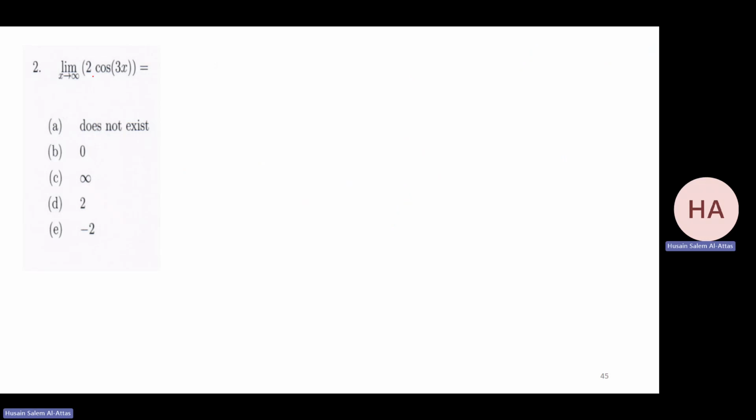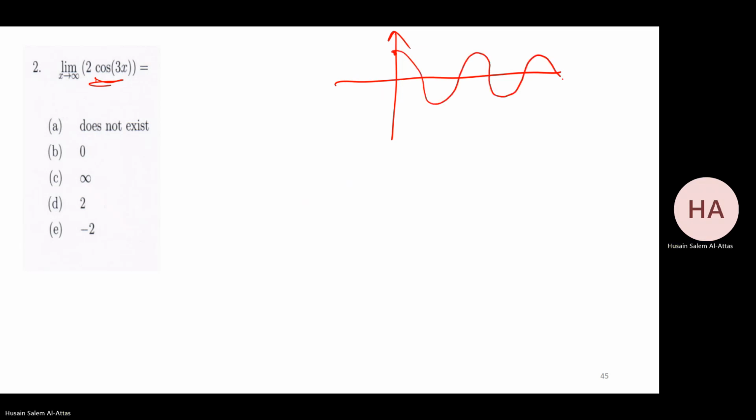Yeah, be careful with cosine 3x or cosine in general. The cosine function, if you notice, you start, you don't know where to stop. Because of that, I cannot say there is a value it will reach. It will go up and down, I don't know. So it will oscillate. So the limit does not exist. This 2 will not make a difference. The only difference is cosine. Cosine of infinity does not exist.